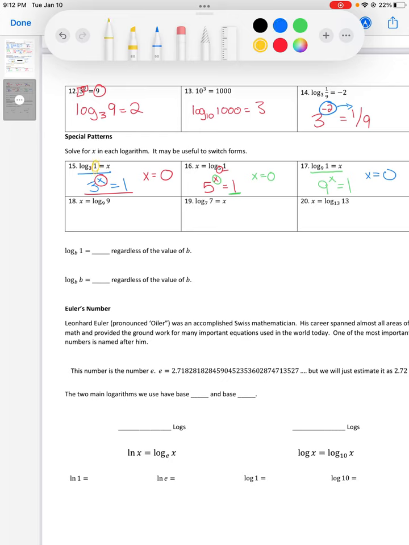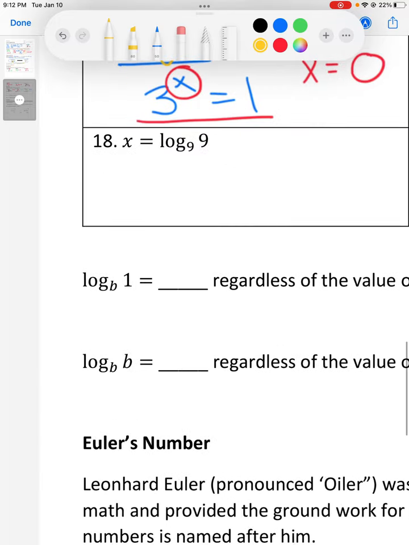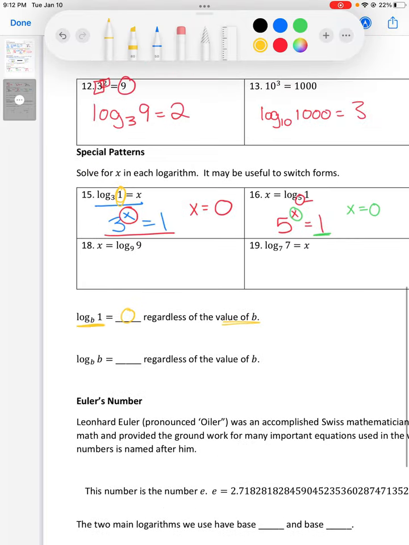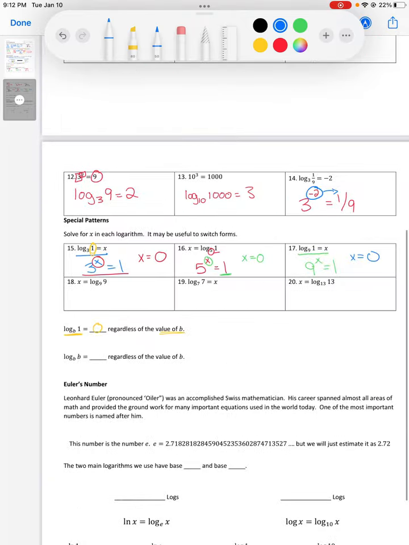So with question 15, 16, and 17, do you notice a pattern that when we take the logarithm of 1, what happens? What does x equal when we take the logarithm of 1? Well, it always equals 0. So looking right here, log base b, regardless of the value of b, regardless of the base, whenever we take the logarithm of 1, it's always going to equal 0. So that's just a quick little hint for us. Okay, so I want you to try 18, 19, and 20 and see if you notice a pattern. So you can pause it here and see if you notice what the solutions are going to be.